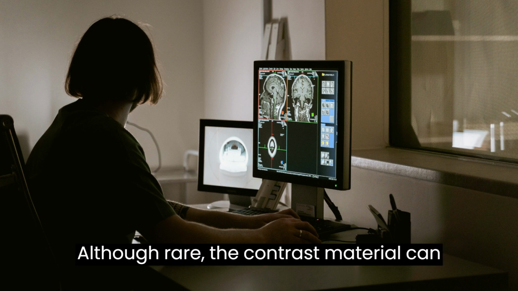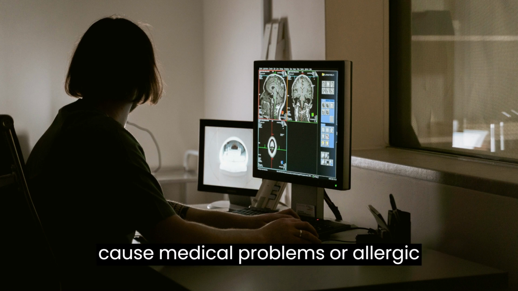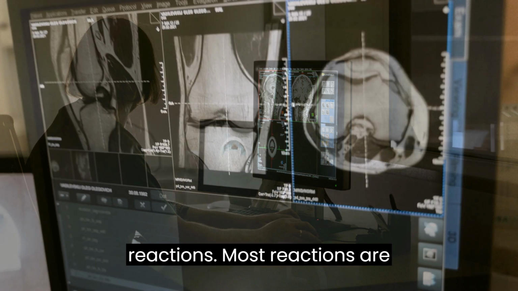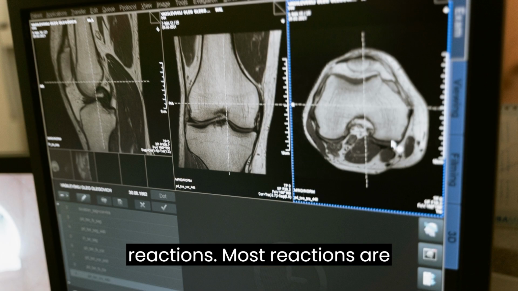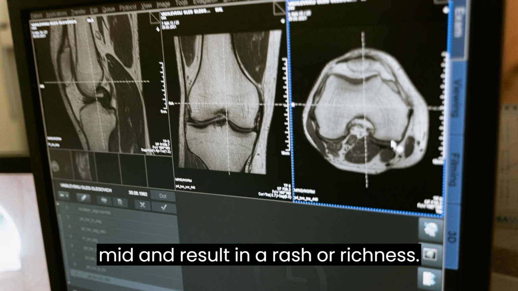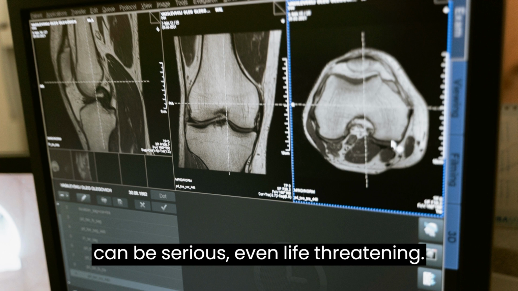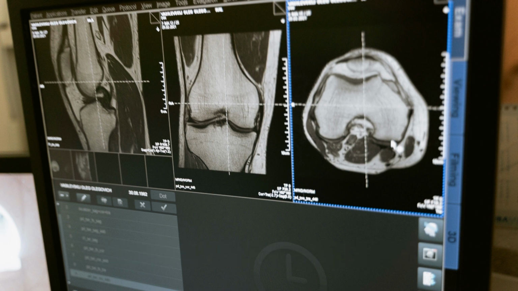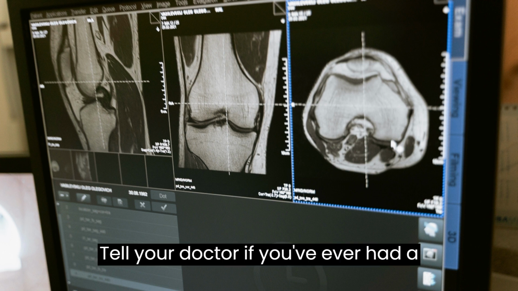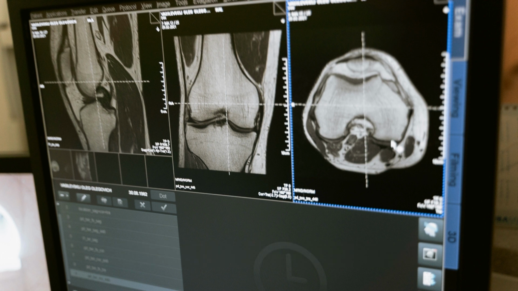Although rare, the contrast material can cause medical problems or allergic reactions. Most reactions are mild and result in a rash or itchiness. In rare instances, an allergic reaction can be serious, even life-threatening. Tell your doctor if you've ever had a reaction to contrast material.